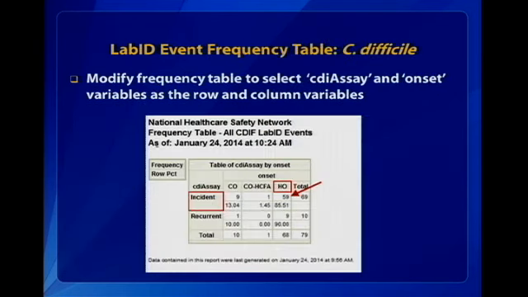If you are looking at your C. difficile SIR, you can also run a line list, but if you're just looking for that count of events, it will be very easy to get this from the frequency table. You should select CDI assay and onset as your two variables for the column and the row variable. And those events where CDI assay equals incident and onset equals HO, that is your numerator for the SIR.